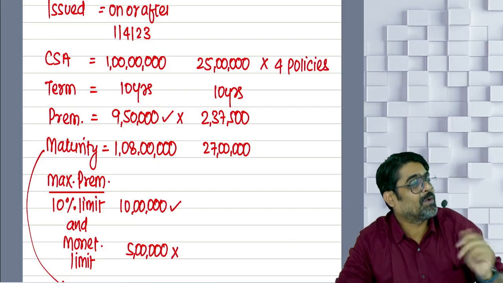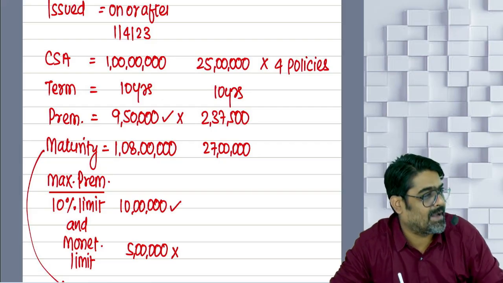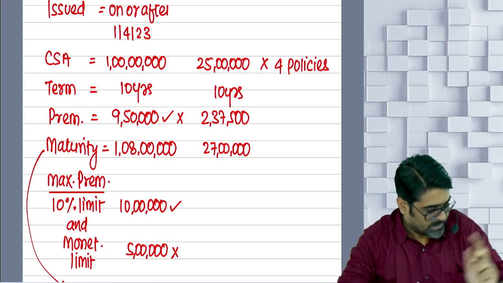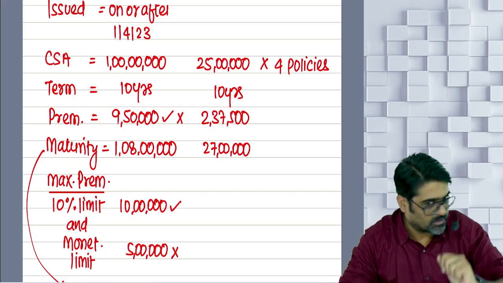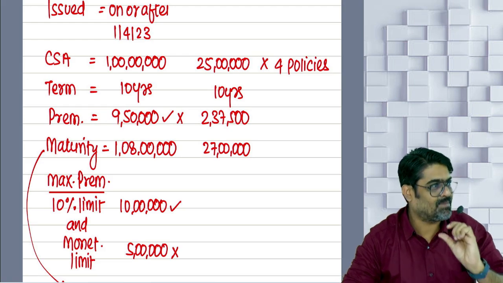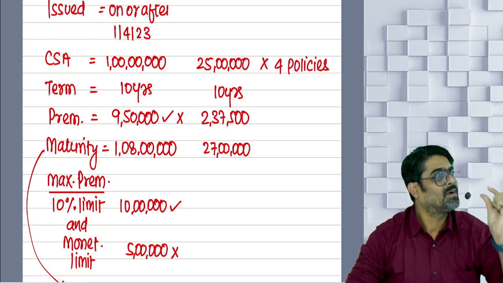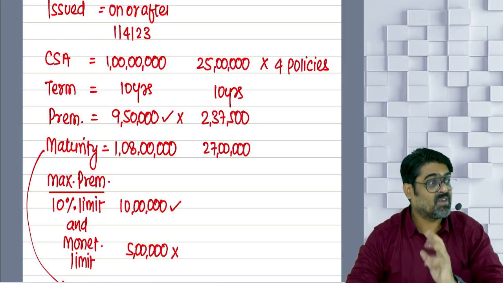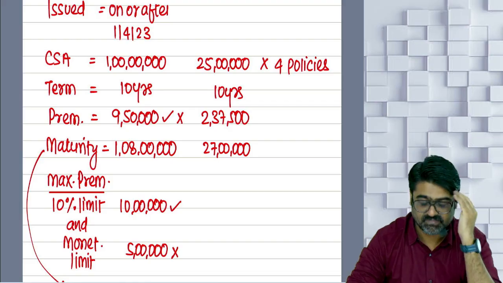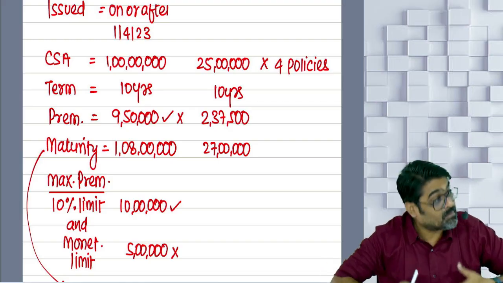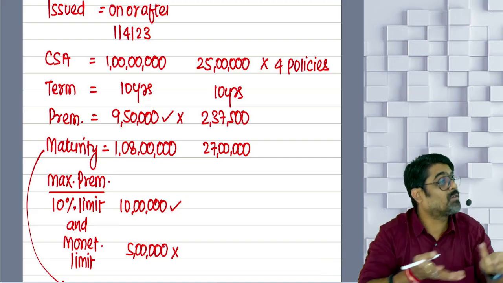The insurance company will give me an idea: sir, who has told you to take one policy? If you take one policy of 1 crore, what will happen? Sir, premium will be within the percentage limit, but premium will go above the monetary limit because the government has fixed the limit of 5 lakh rupees premium on the policy. Insurance companies will come up with this idea because they want to sell their policies, no?